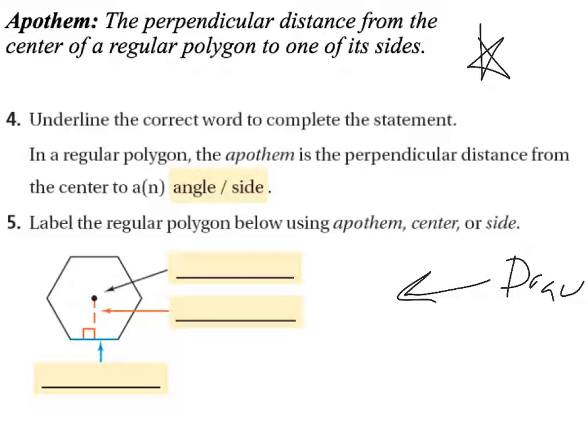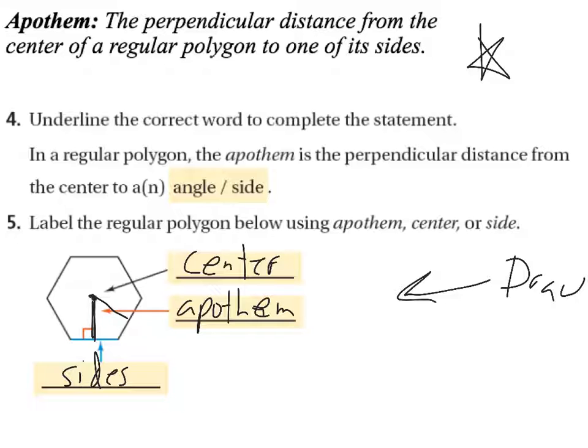Now in this picture on the bottom, this point in the middle, that's the center. And it's in the very middle of our polygon. This perpendicular distance here is our apothem. It's always from the center, and it always goes perpendicular to one of the sides. So we're not going to draw it to a corner, we're going to draw it to a side. And we can draw it to any side that we want to. It doesn't have to be just downward.